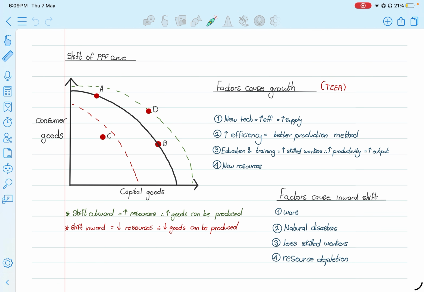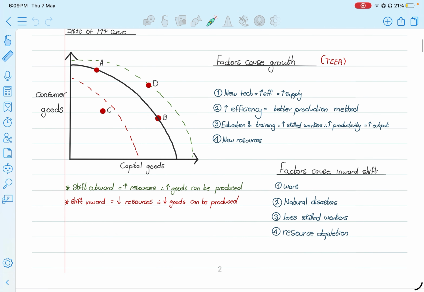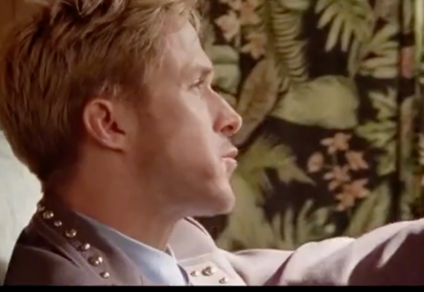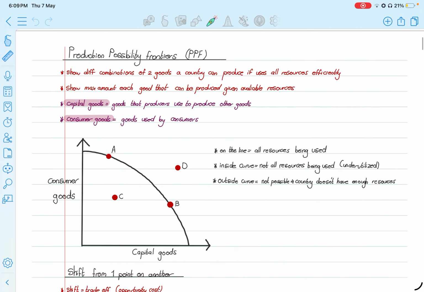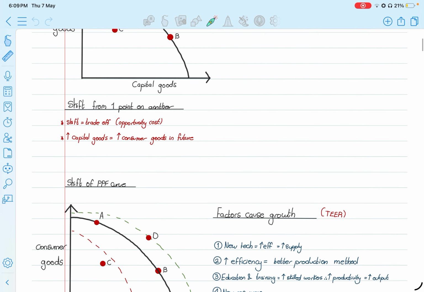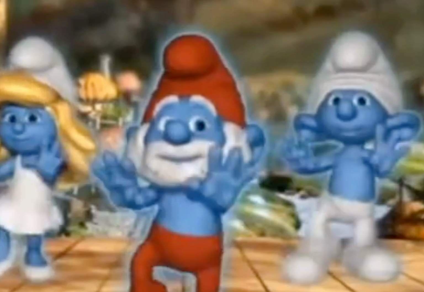For example, if workers are not being paid enough in a country, they're going to go to a different country where they'll probably get paid more and have a better quality of life. And yeah, that's pretty much chapter 1.